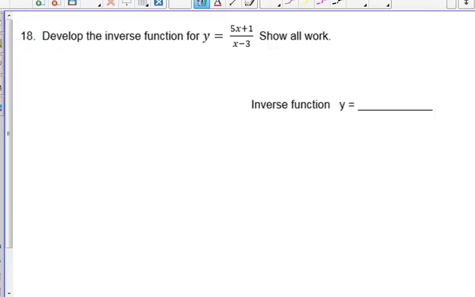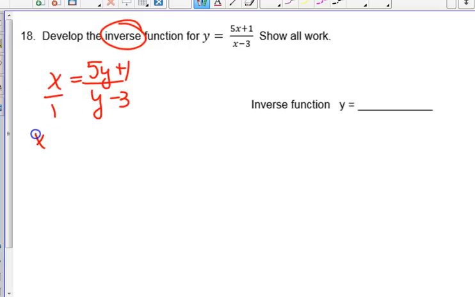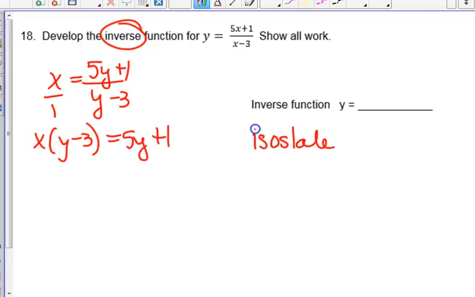Number 18 is a tricky one. You have to do the inverse, which is flip the x and the y. Okay, then you kind of cross multiply here, or multiply the y minus 3 over onto the other side. You are eventually needing to isolate the y again, okay? So you're going to have to factor, but first you got to get all the y's together.